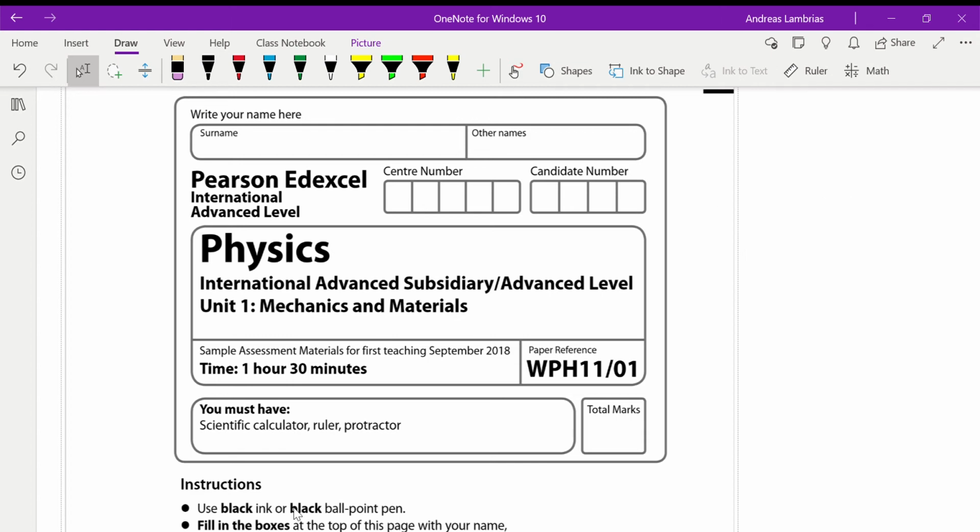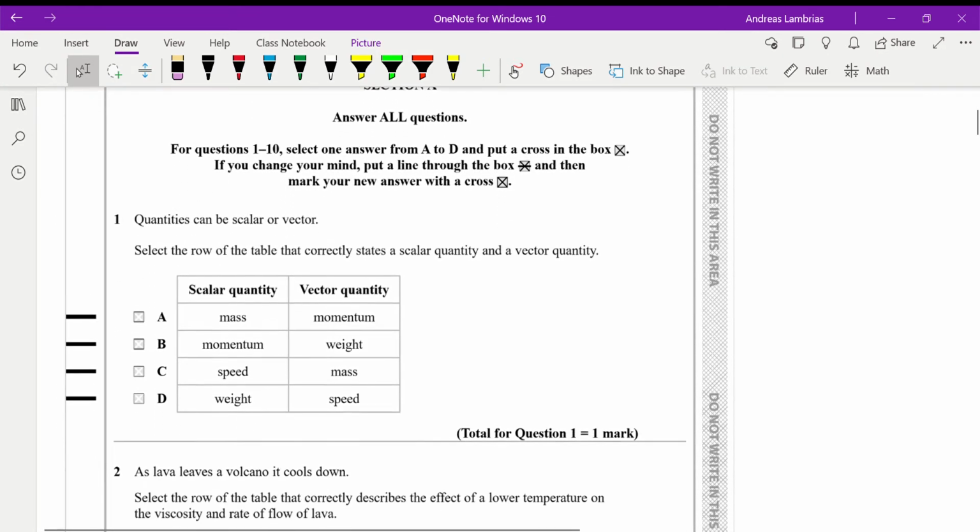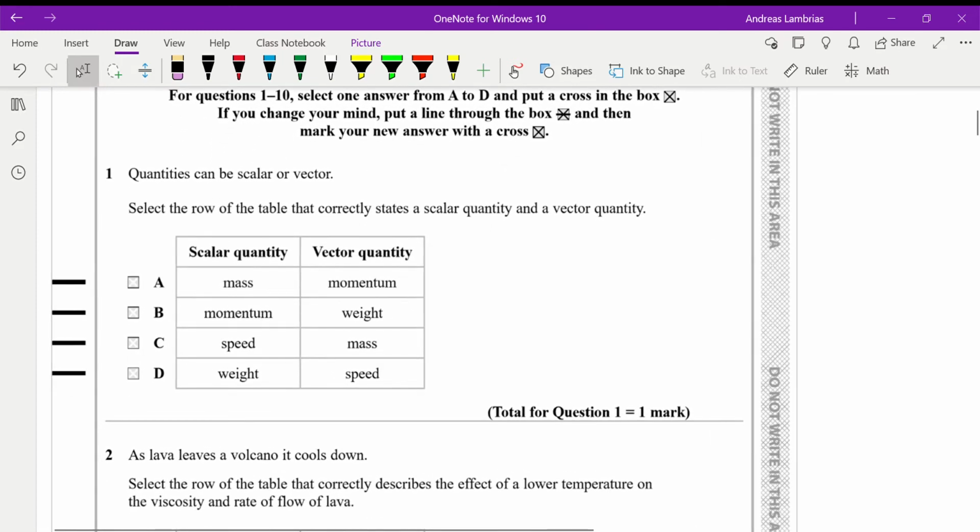Going through the sample assessment material for the new curriculum. So question 1, you have to identify which quantities are scalar and vectors and choose the right row that correctly states whether the quantities are scalar or vectors.